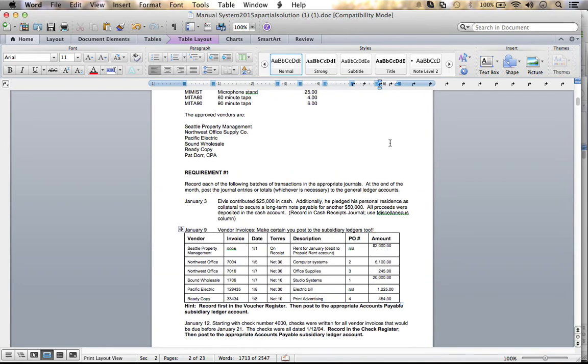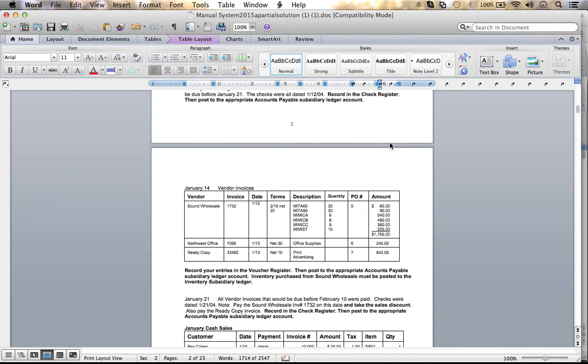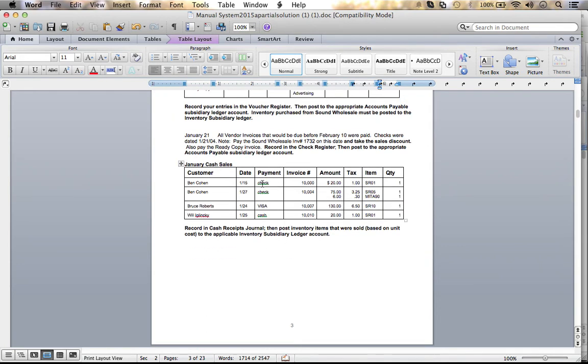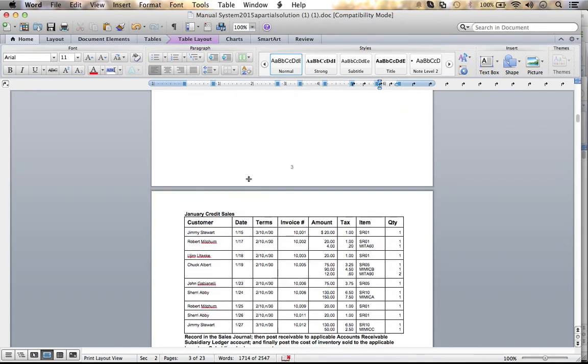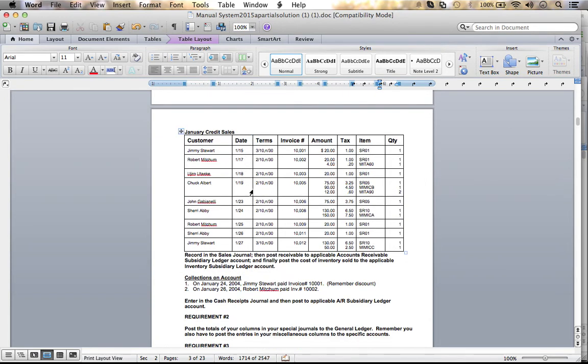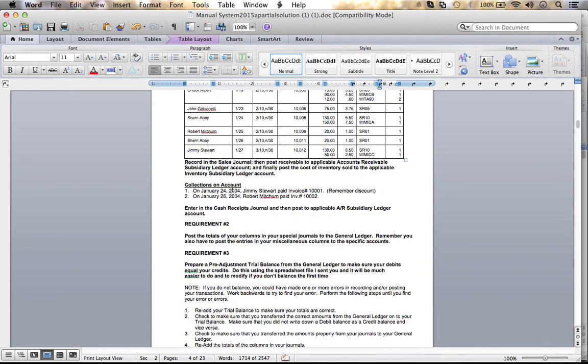All right, so that's kind of how this works, and then you'll have some more vendor invoices. You'll have some cash sales, and these will go in your cash receipts journal. And then you're going to have some credit sales, and those will be recorded in your sales journal. And then you have some collections on account, and those will also be in the cash receipts journal.